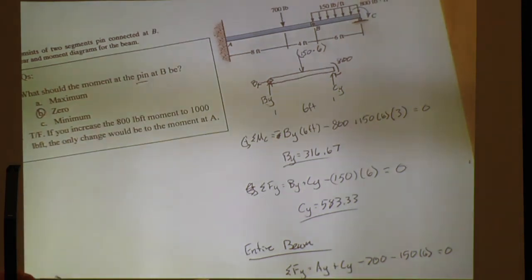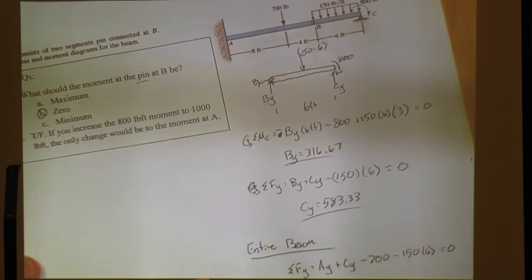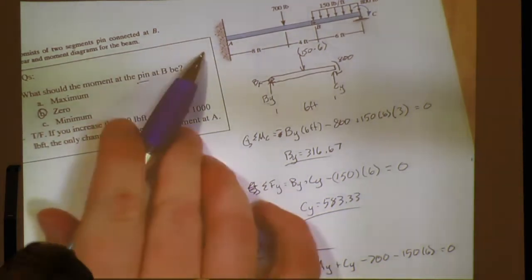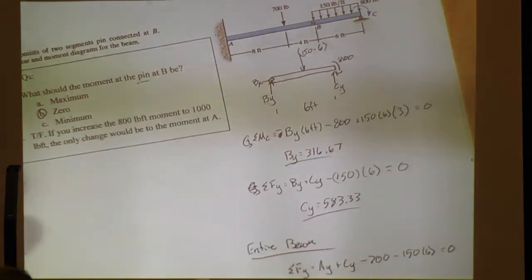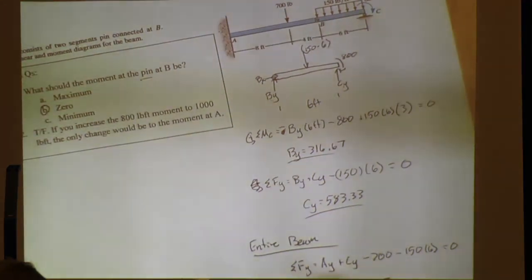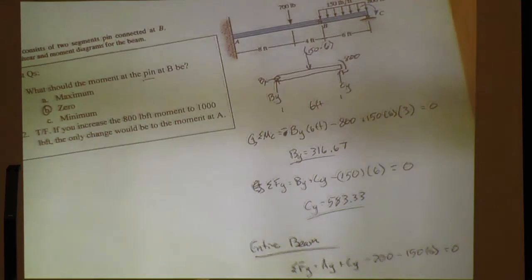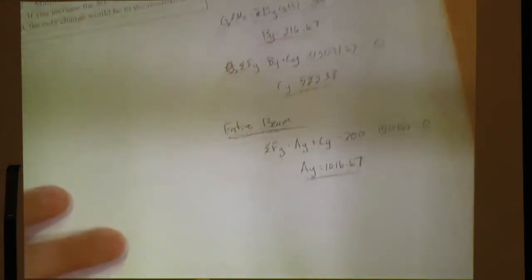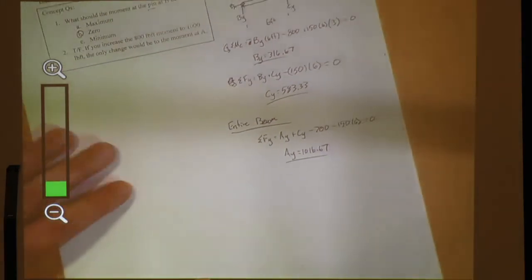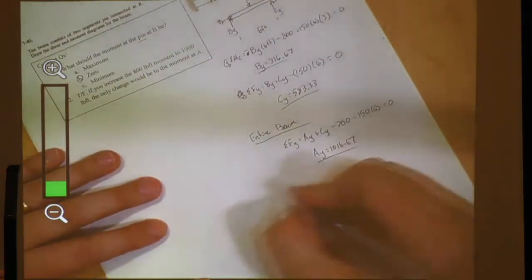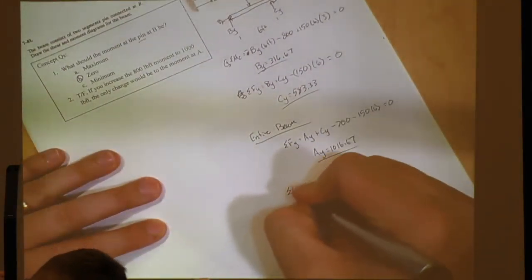So now we have all of our reaction forces. Actually, no, we don't. What's this? It's fixed, right? So we have a moment. So now we have to solve for the moment. Sorry. I'll zoom out a little bit. There we go. All right, so now we're going to do our sum of moments at A.